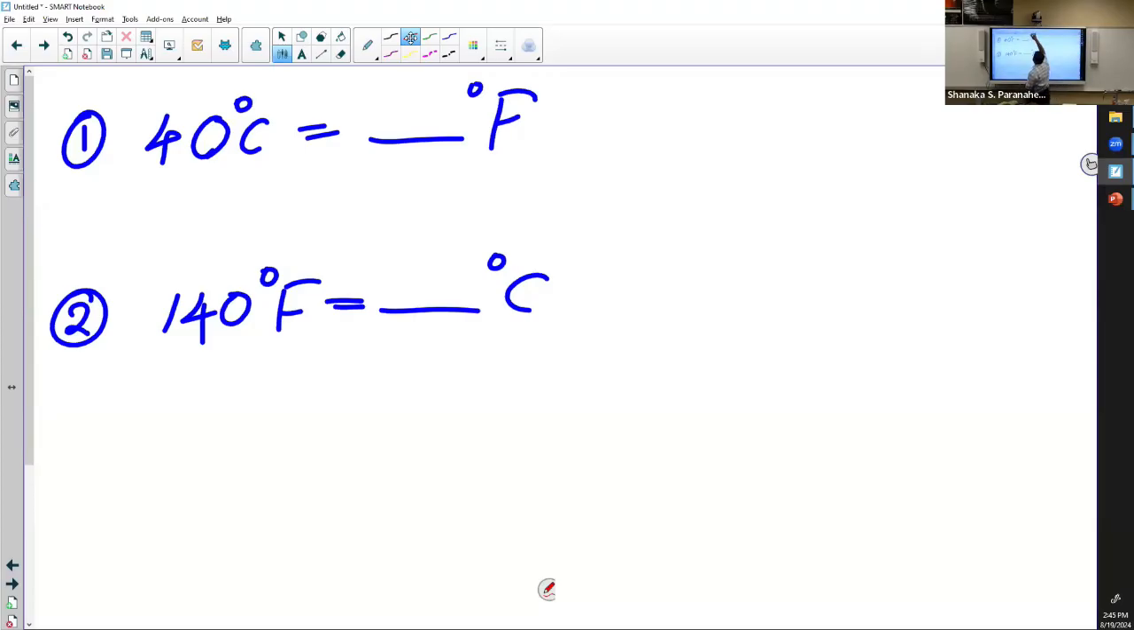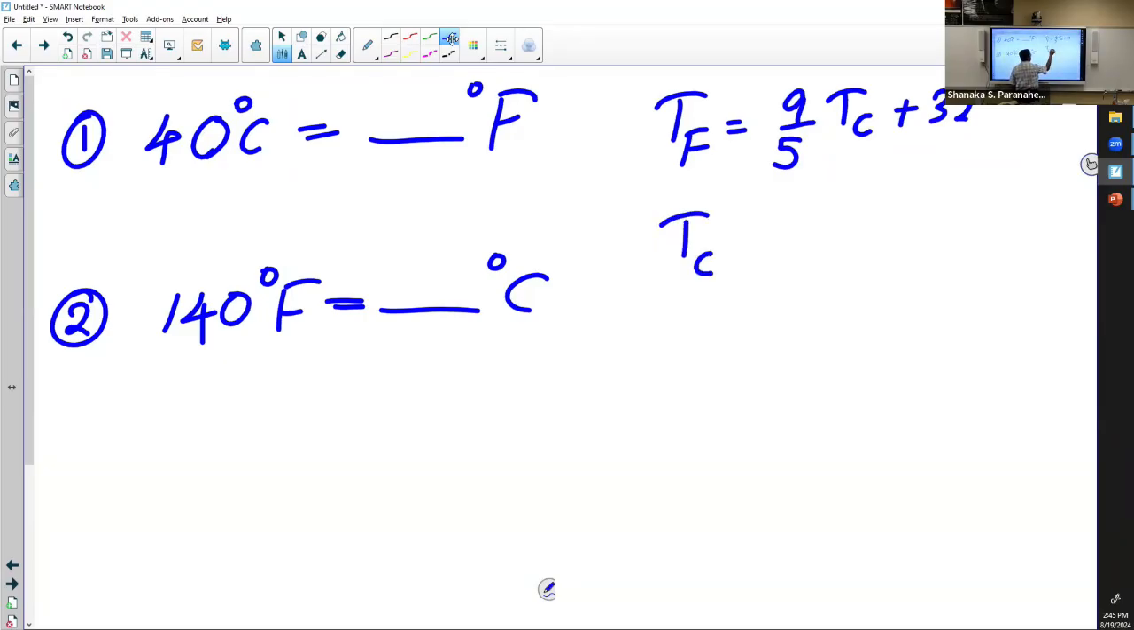Let me write the two equations. F is equal to 9/5 times C plus 32, and Celsius is equal to 5/9.